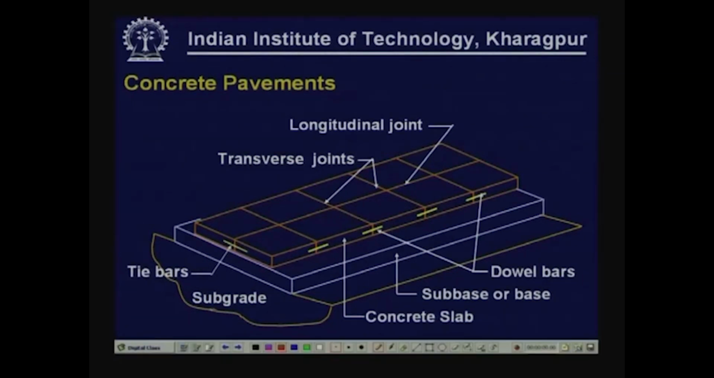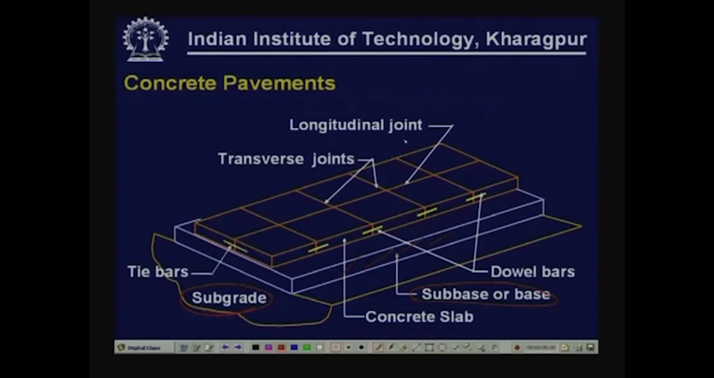Right at the bottom you will have the subgrade, above which there will be a subbase or base layer, over which will be placed a number of panels of concrete slabs. How many panels, and what size, will depend upon the width of the pavement being constructed: 1 lane, 2 lanes, 4 lanes. Accordingly, you may see a number of lanes. The size of the slab also will depend on the width of the pavement being constructed.